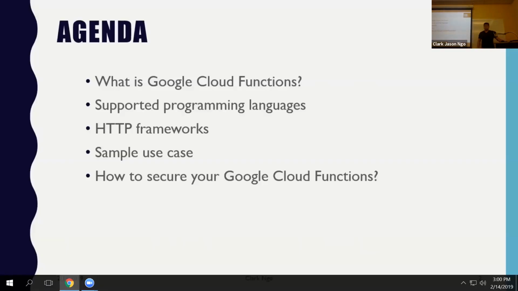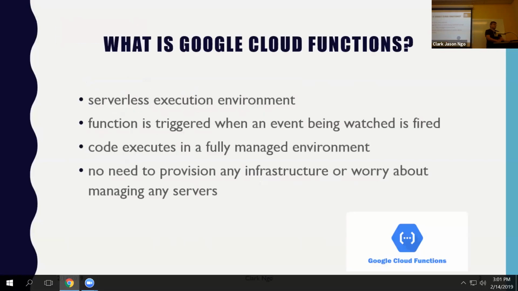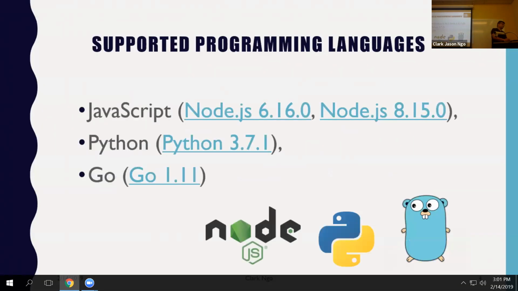So the agenda is: what is Google Cloud Functions? What are the supported programming languages? The HTTP frameworks, a sample use case, and how do we secure it? So what is Google Cloud Functions? Again, it's a serverless execution environment. A function is triggered when an event being watched is fired. Code executes in a fully managed environment, meaning you don't really have to do a lot to have it up and running, and no need to provision any infrastructure or manage any server.